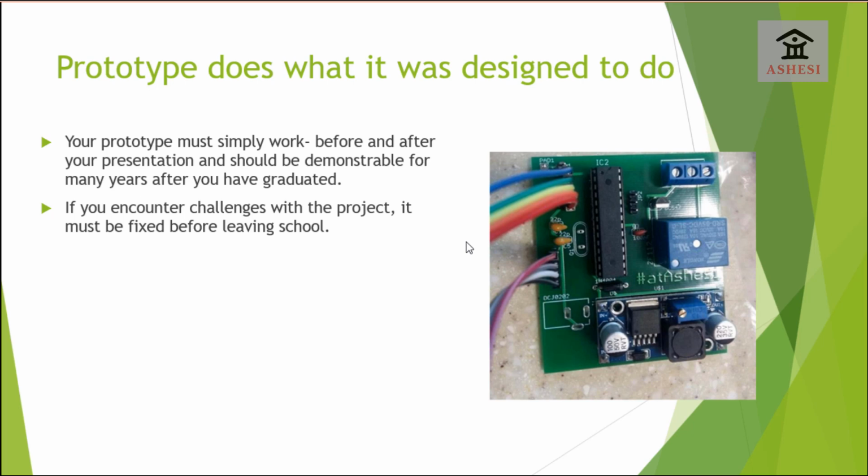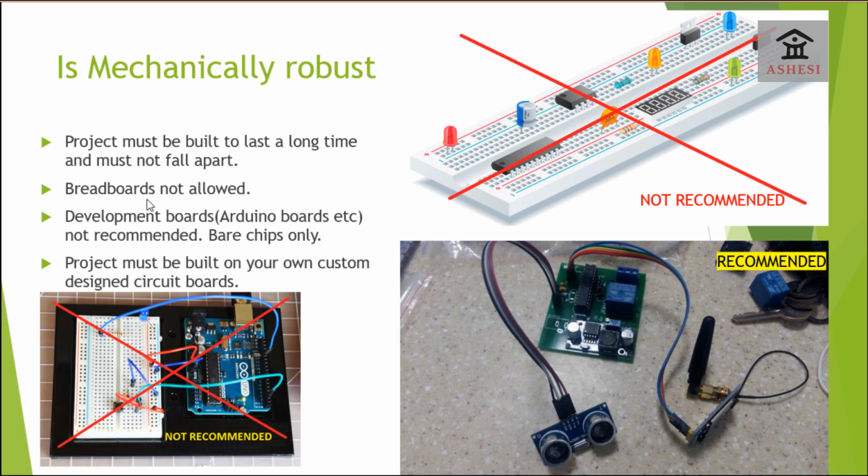Now, your project should do what it has been designed to do. If you want your project to measure the height of somebody, you should be able to measure the height, and you shouldn't come and tell us that it is a prototype and because of that it only measures the height up to something. You should be able to measure the height of an actual person, all right? And if, for example, you encounter challenges and your project is not able to do what it is designed to do, you must make sure you make it do exactly what it is supposed to do before you leave school.